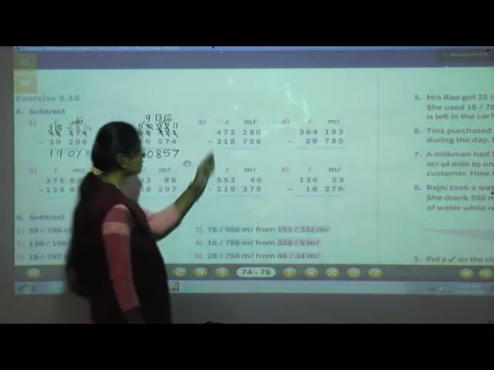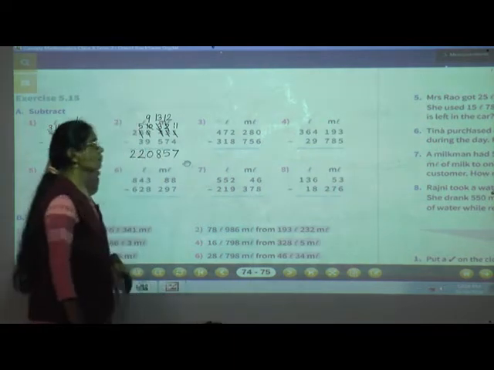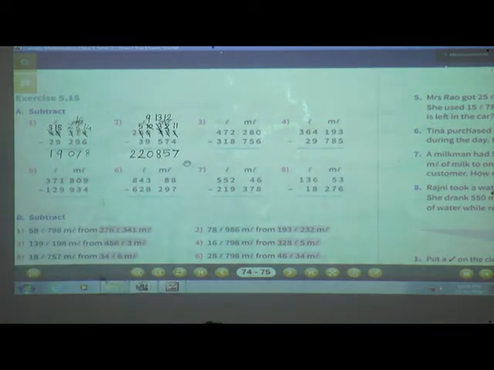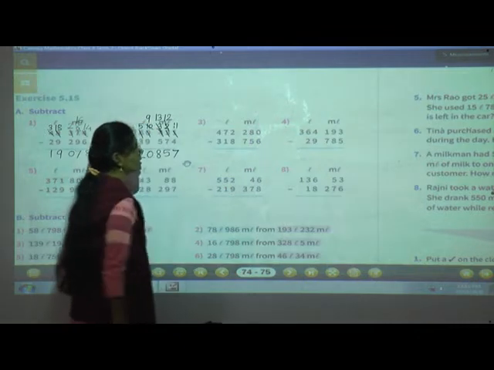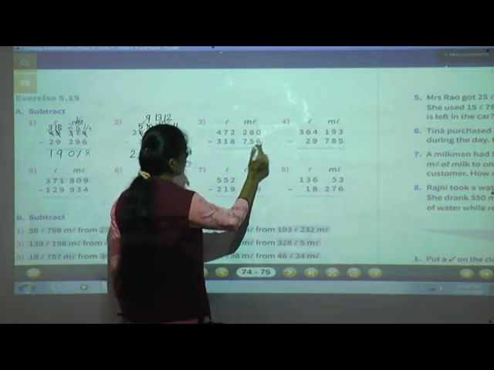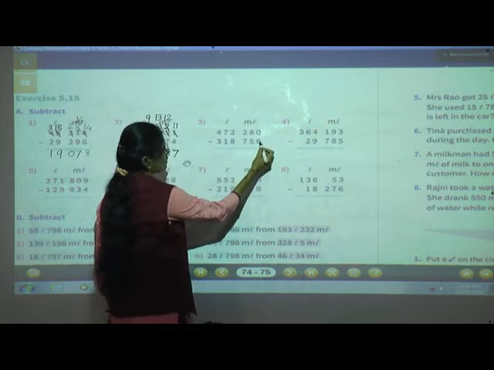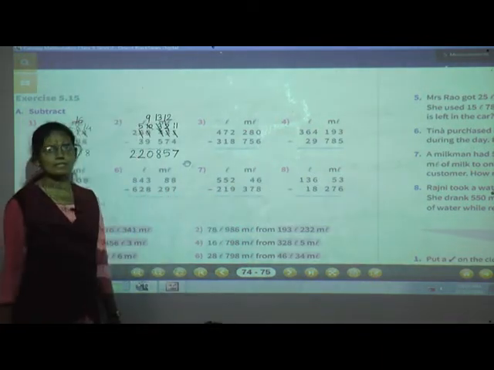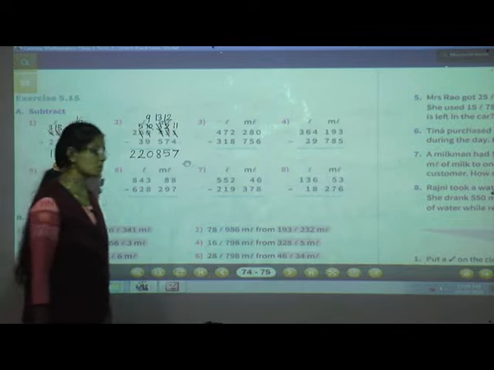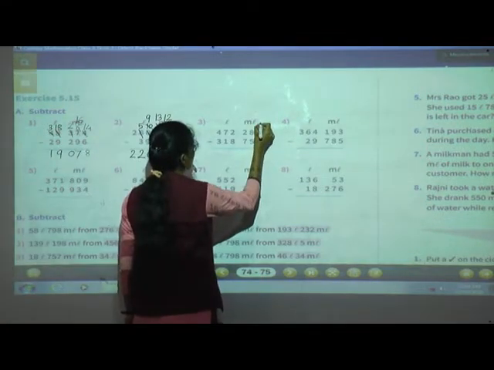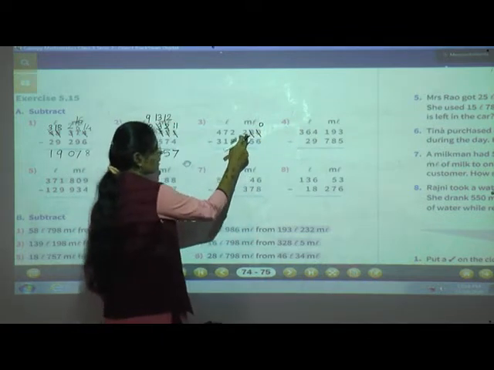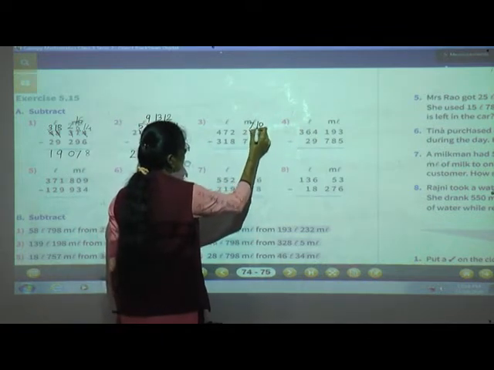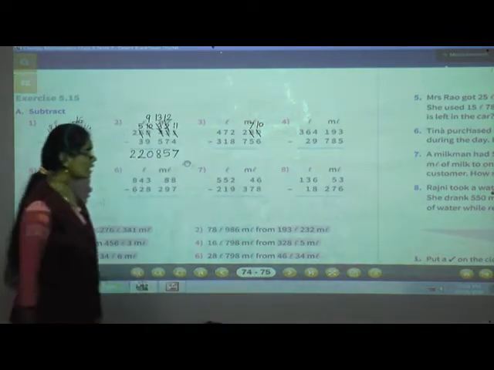Next example, see this third example. 472 liter 280 milliliter minus 318 liter 756 milliliter. Start from the milliliter, subtract the milliliters first. 0 minus 6. Yes, 0 minus 6 is not possible. So cut this 0. Take 1 borrow from the neighbor. Here 8 is there. So we'll take 1 borrow from this 8. 8 minus 1. Here 7 will remain. And this 0 will become 10.